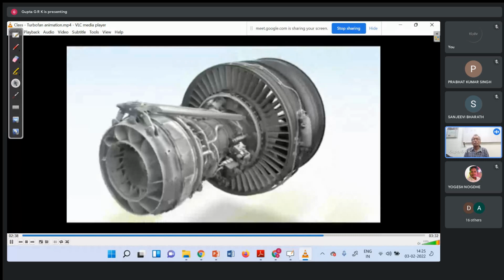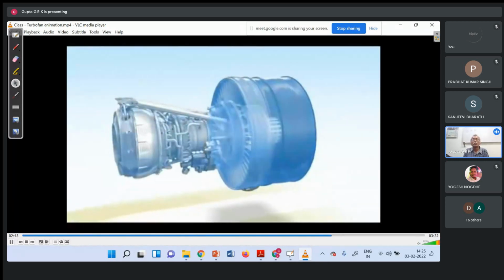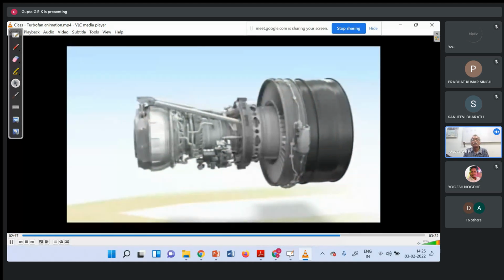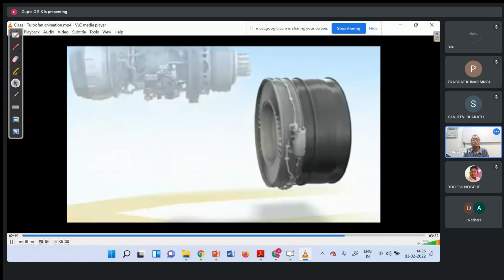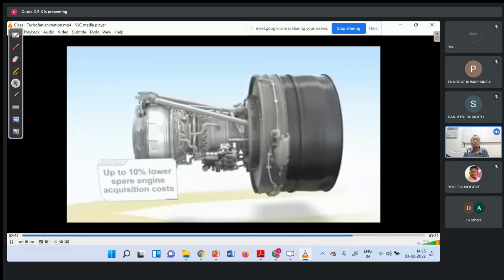Unique to GE is a modular design that enables the engine to be split into two parts, the fan and the propulsor. When maintenance is required, the propulsor can be removed easily and replaced with a spare. This translates to a lower spare engine investment and greater flexibility in transportation.